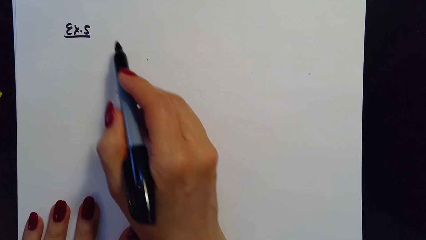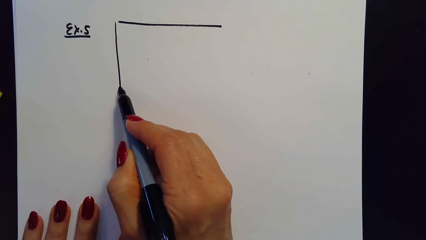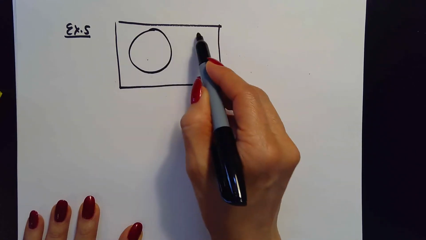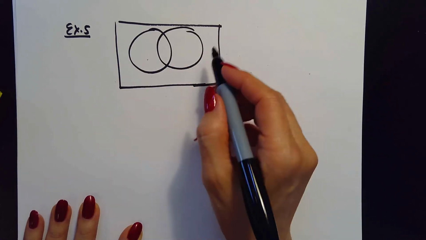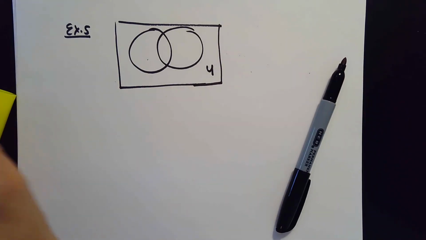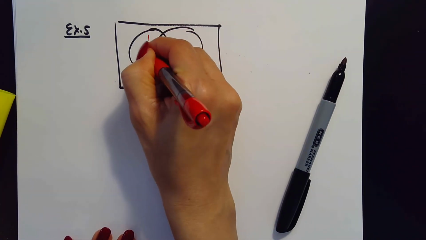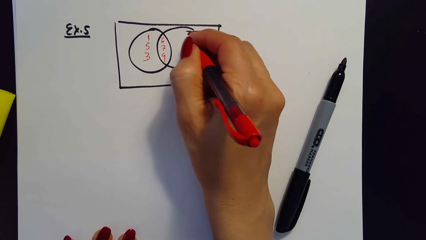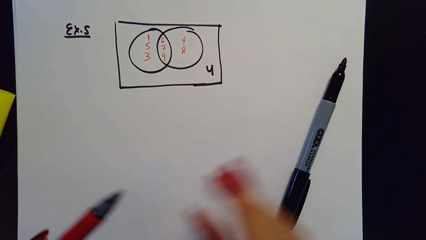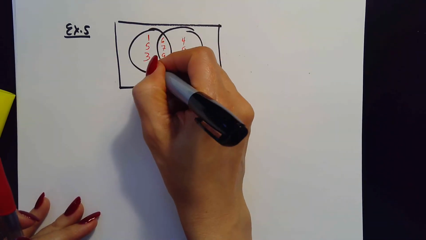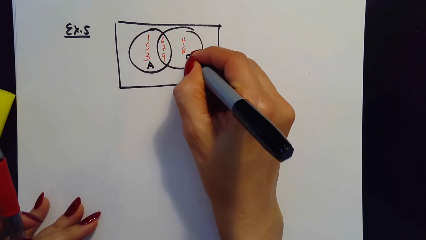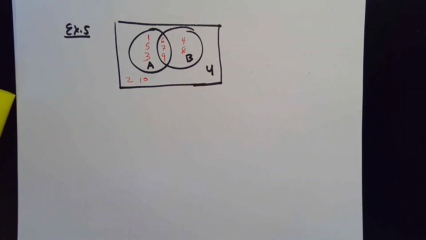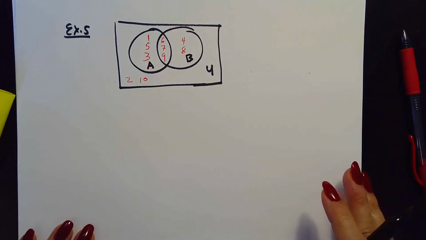So we have the rectangle here, and then the circles, and then you have the universal set, and in red, let me put the elements. You have 1, 5, and 3, 6, 7, and 9, and then 4 and 8. And then we have set A here, and then set B, and then U, and outside here you have 2 and 10. And then we're going to answer some questions.